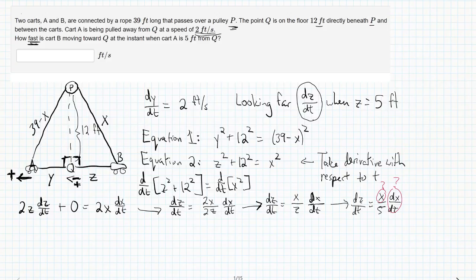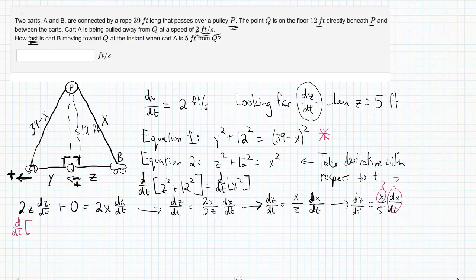But this is where we can use the other equation, right? So we have another equation. y squared plus 12 squared equals 39 minus x, the quantity squared. Okay, well, maybe we can build to finding that answer. In order to do that, first off, we can take the derivative, maybe, and see what happens. So we'll go d dt. And actually, there's a method I could use to find x right away, as a matter of fact.